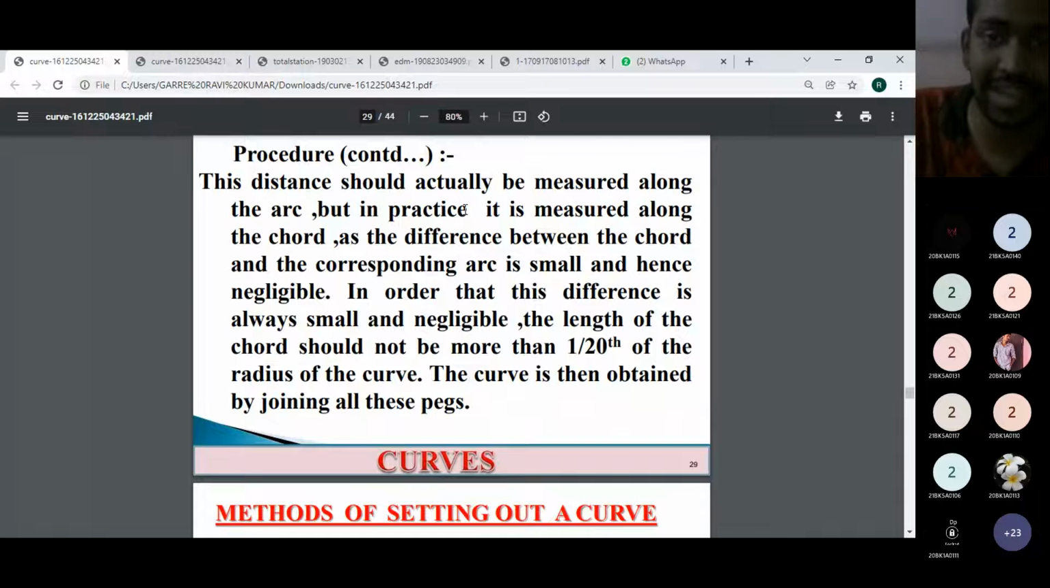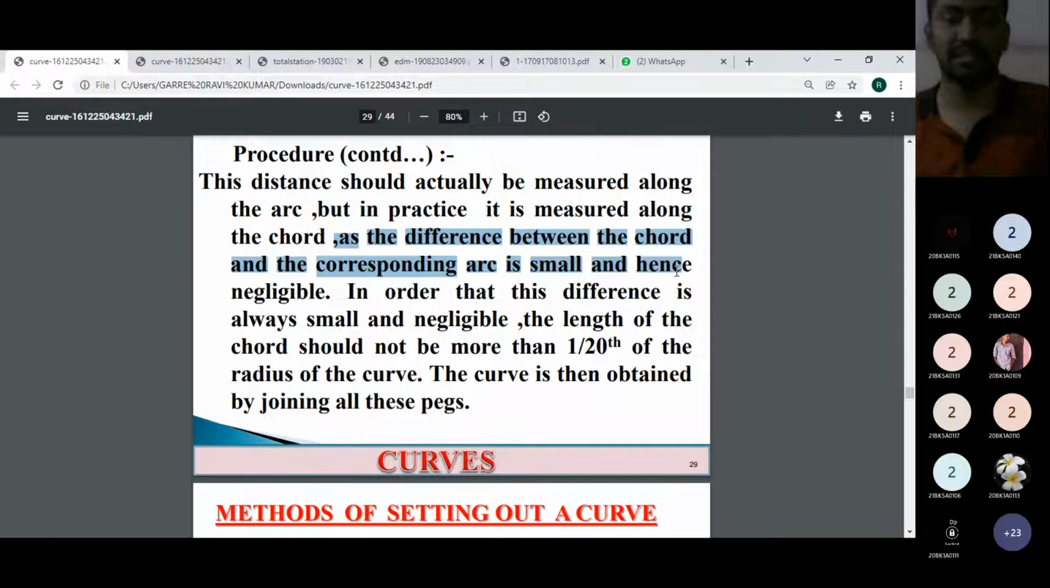This distance should actually be measured along the arc, or even if you connect the intervals at the end of the lines, they can form an arc. Then it will be the curve. But in practice it is measured along the chord, as the difference between the chord and the corresponding arc is small and hence it is negligible.